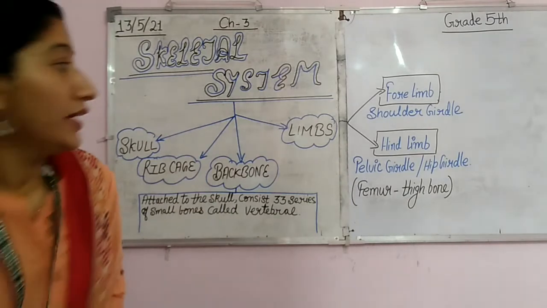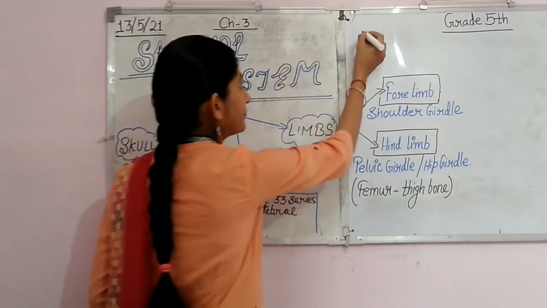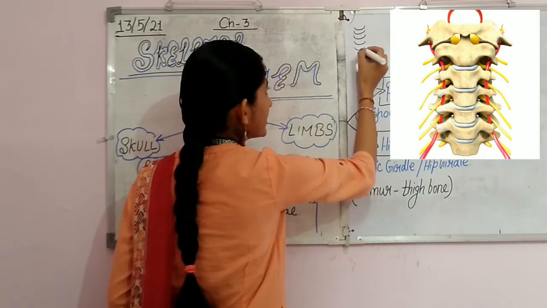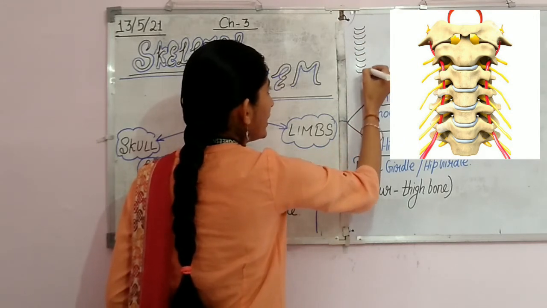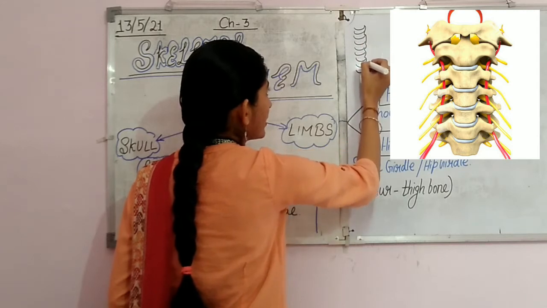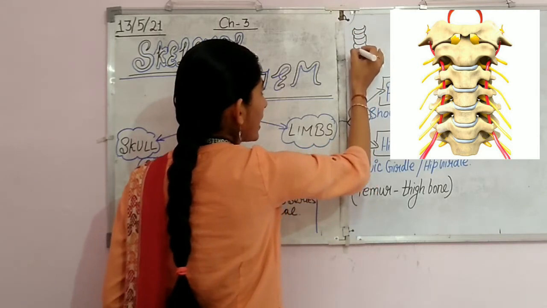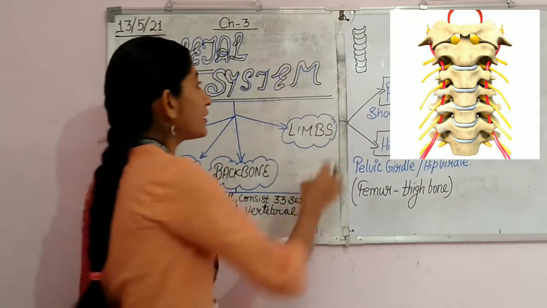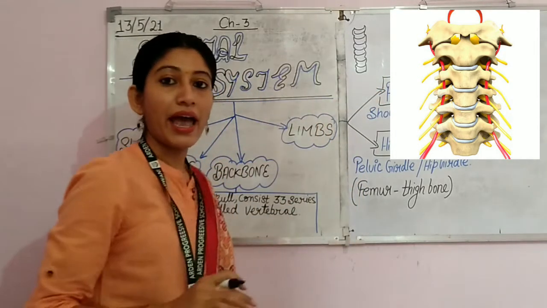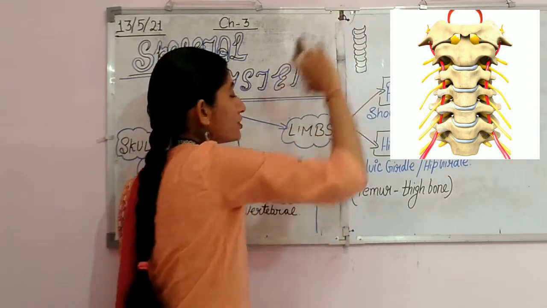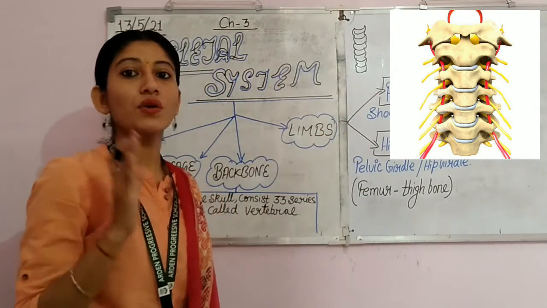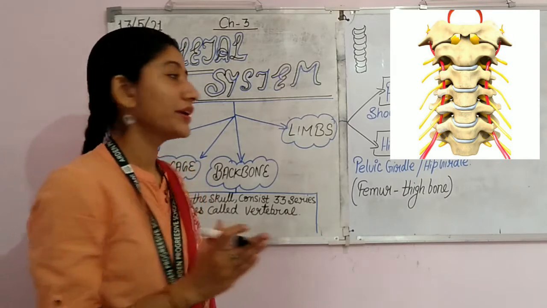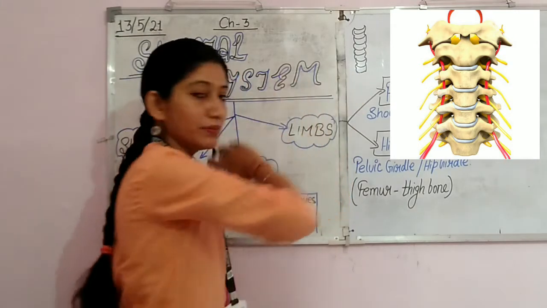See students, like this we have one bone, then another, then another. In this way we have 33 bones arranged, and this is called the backbone. These 33 bones are called the vertebrae, and the column which is formed by the vertebrae is called the vertebral column.